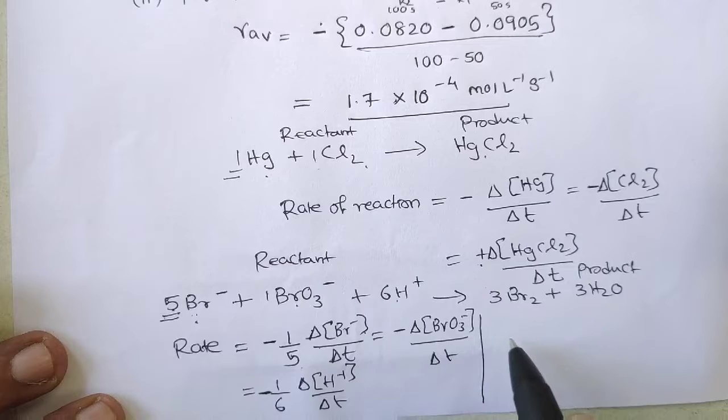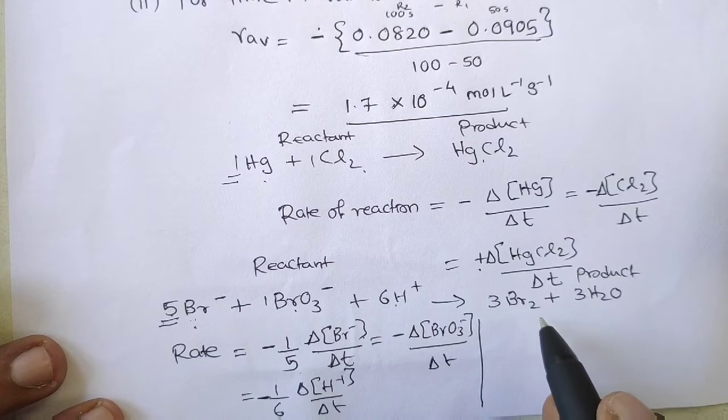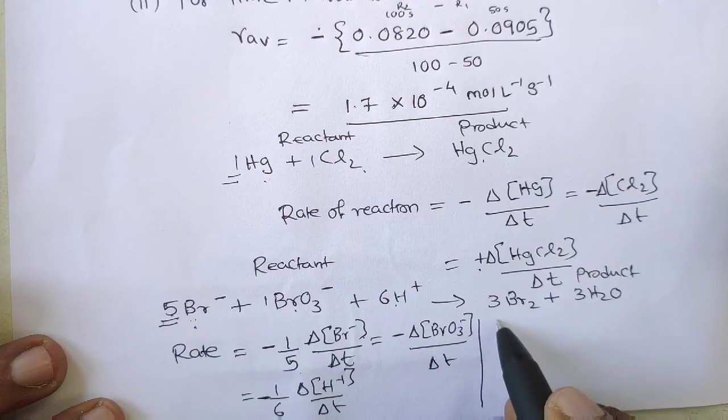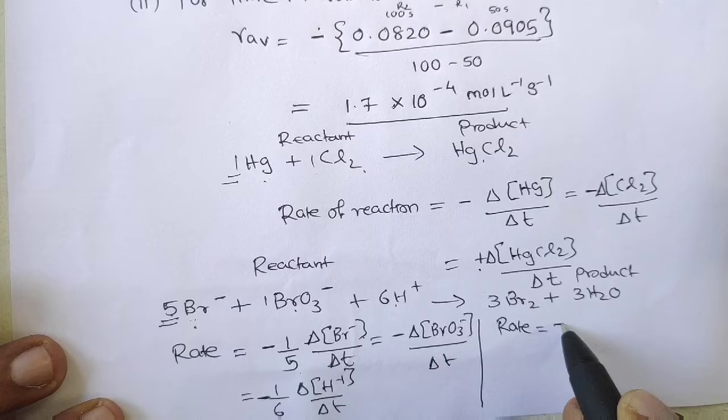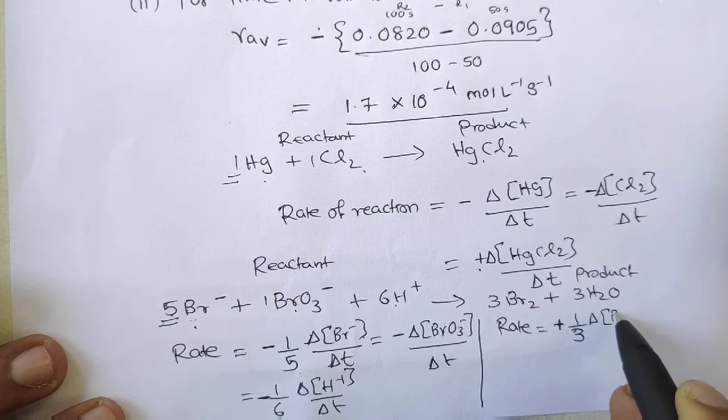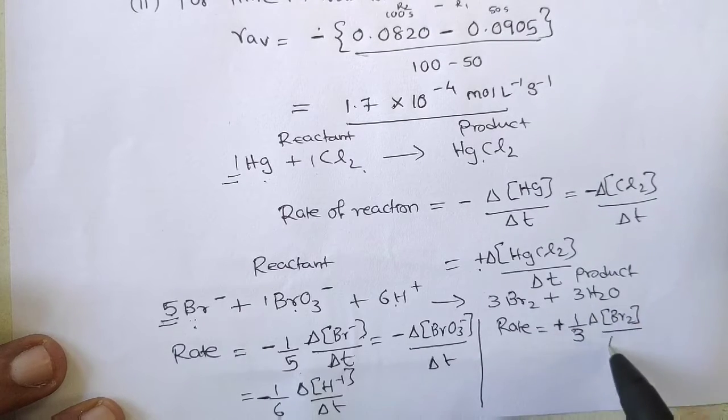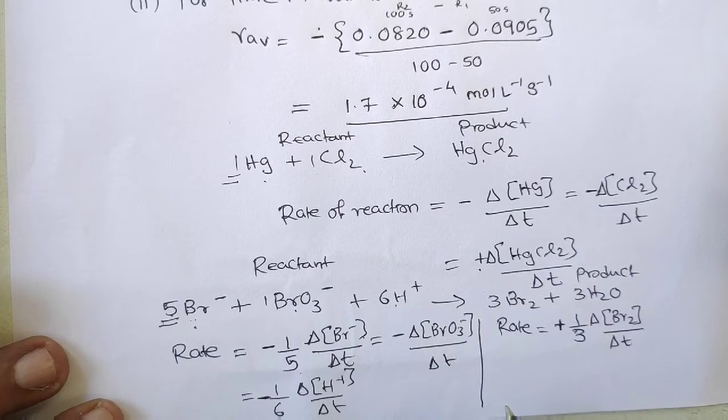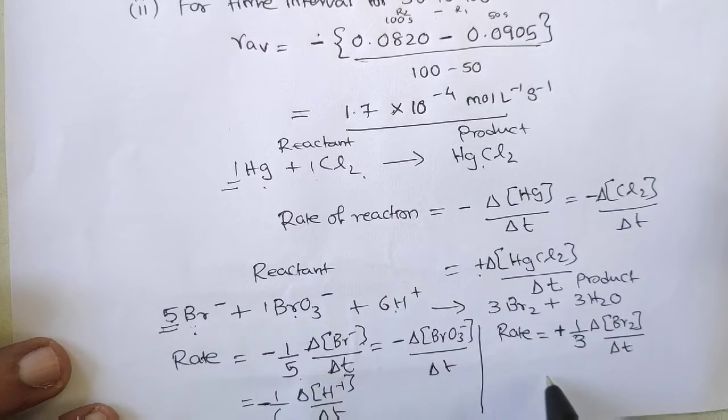In the same way, for the product side, product means increase in concentration, so a positive sign will come. So the rate for this will be given as plus 1 by 3 change in concentration of Br2 divided by delta T. Understood this part? In the same way you can give the rate for water also, that is 1 by 3.